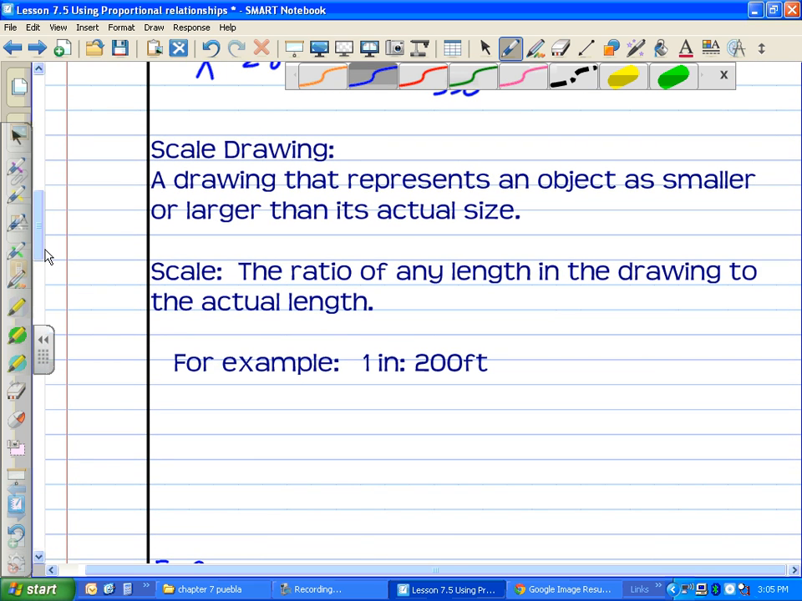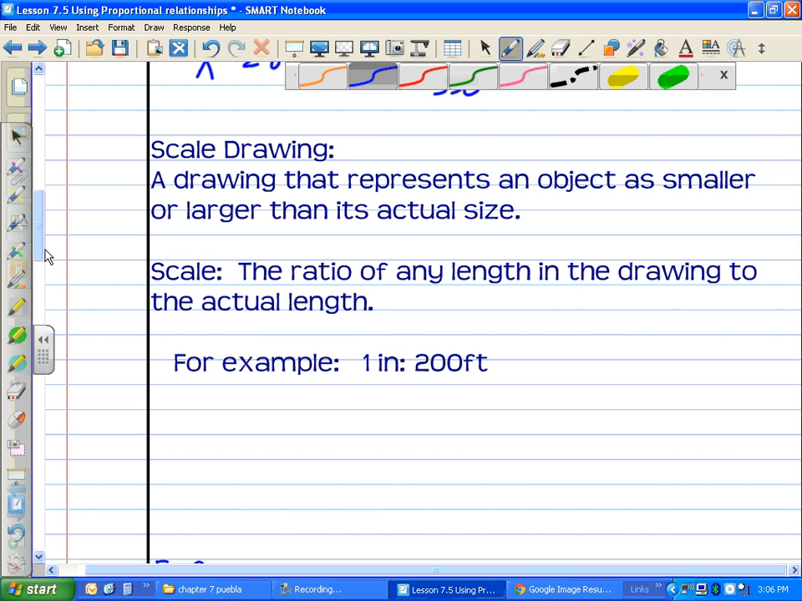So let's take a look at scale drawings. Scale drawings is probably what you've done in your art class already, or maybe in a previous math class. A scale drawing is a drawing that represents an object as smaller or larger than its actual size. So I showed you a couple of examples of an object that's smaller than the actual size: the space shuttle and the locomotive. Now the scale is the ratio of any length in the drawing to the actual length.